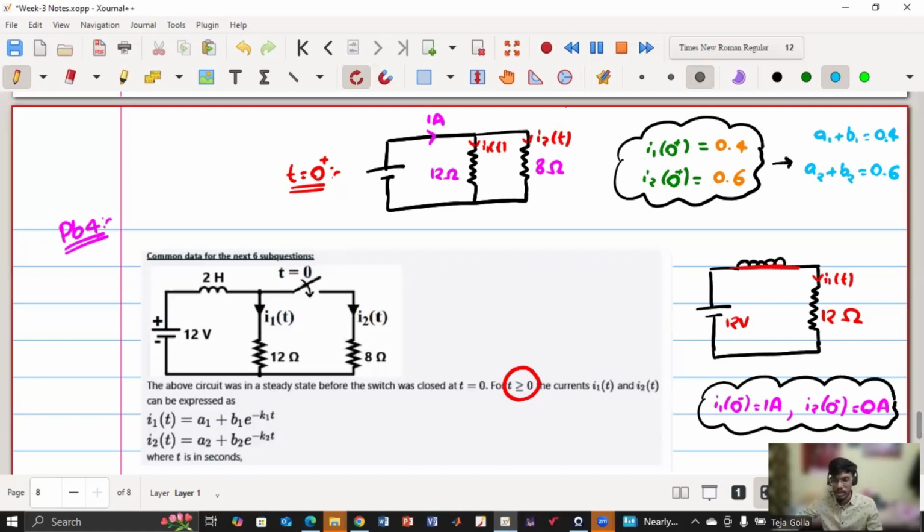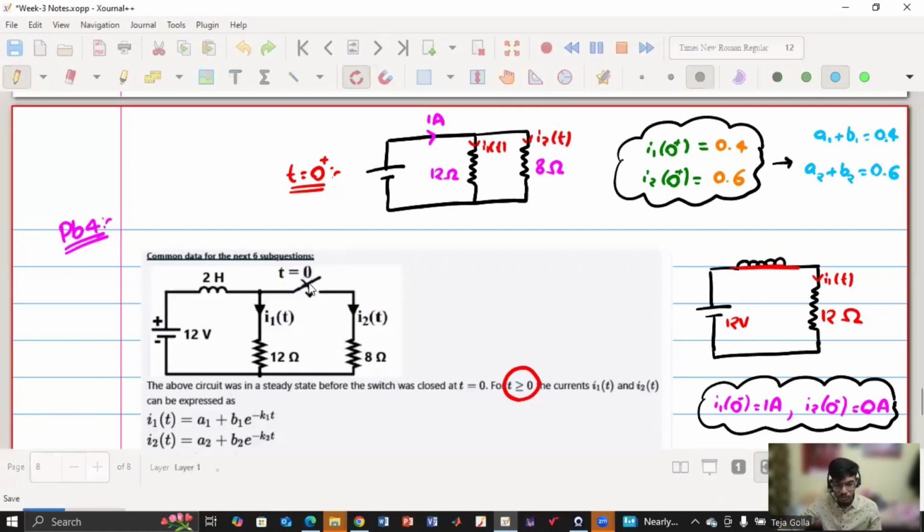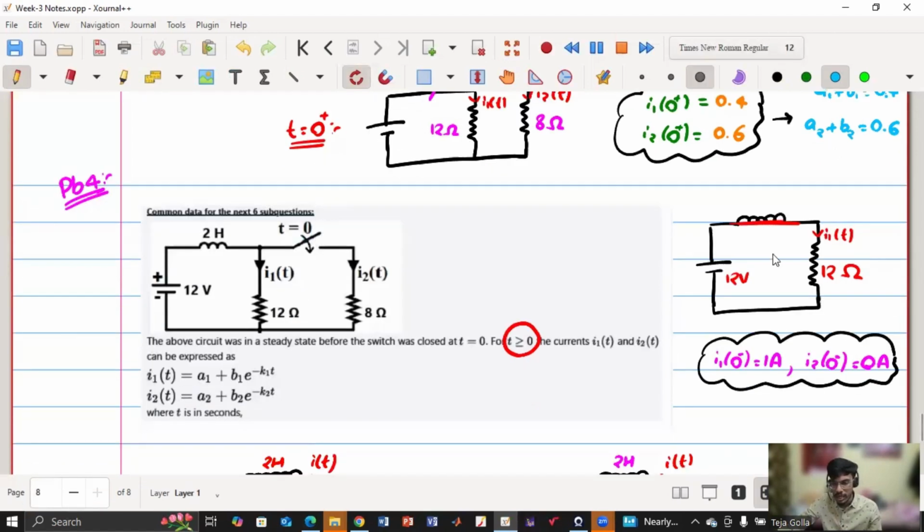Okay. So what I was trying to say is before the switch is closed. So before the switch was closed, what happened? The current is 1 ampere. So I1 of 0 minus. So this is when t is less than 0. So this is t equal to 0 minus. So before the switch was closed, the current through the resistor is 1 ampere and the current through the other resistor is 0 amperes.